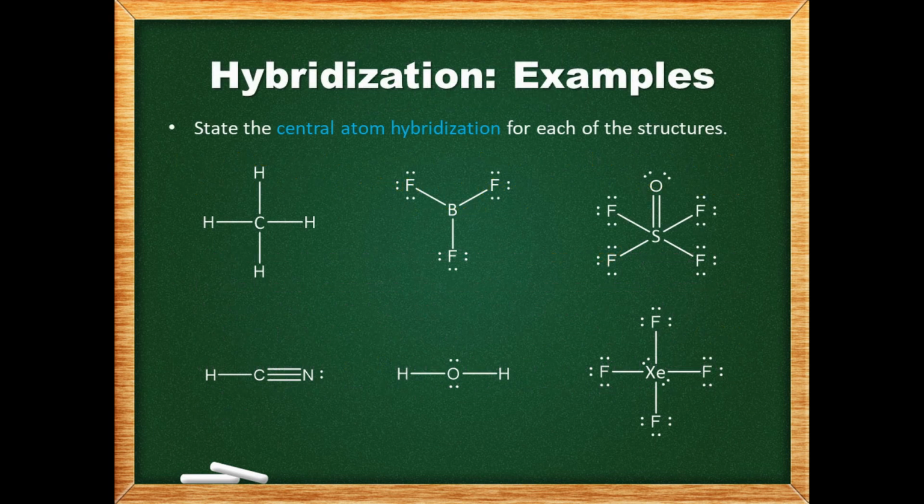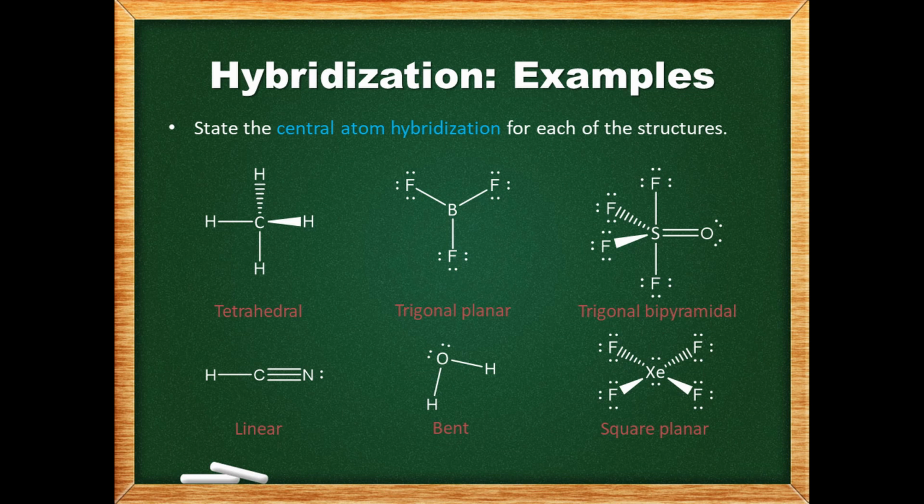Here we must determine the hybridization of the central atom in each of these structures. Before going over the answers, it might be good practice to pause the video and try determining the hybridization yourself. You could also determine the shape of each molecule. Alright, here are the molecules redrawn to depict their shapes, with the names of the shapes written below them. Next, we'll go over the hybridizations.